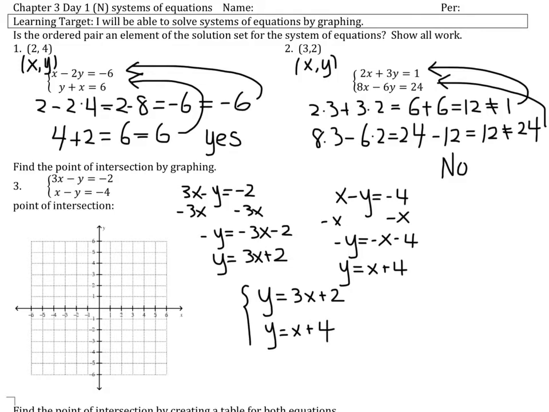First equation, y equals 3x plus 2. I'm going to draw in black. With the y-intercept point located at positive 2, again, the constant shows me the y-intercept point. The slope is 3, so right 1, up 3 to find my second point. And then I can make my graph.